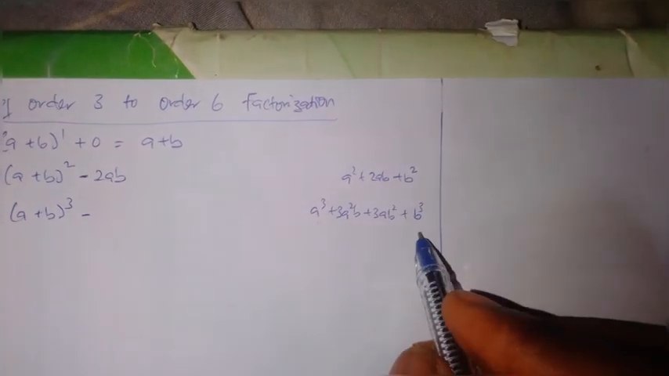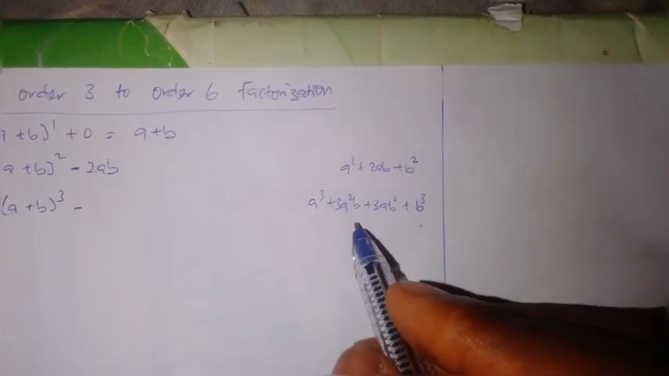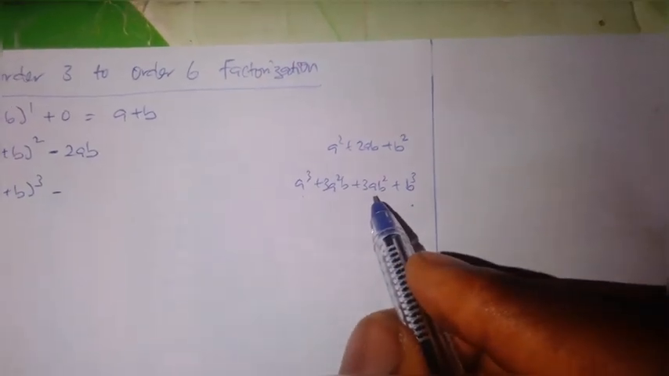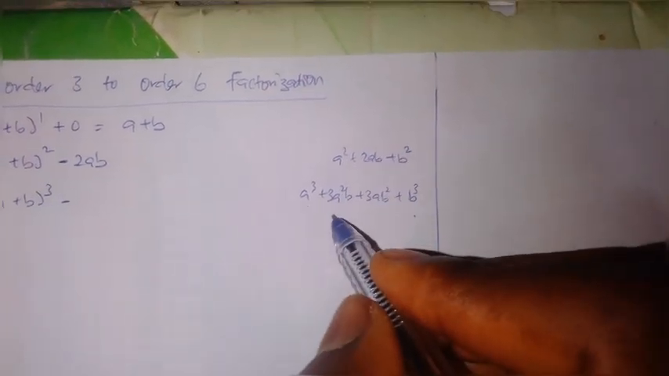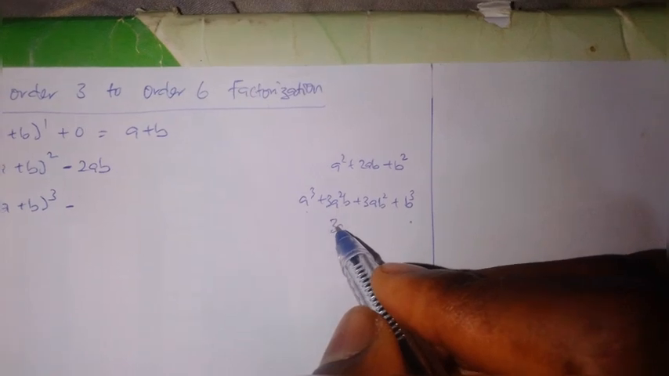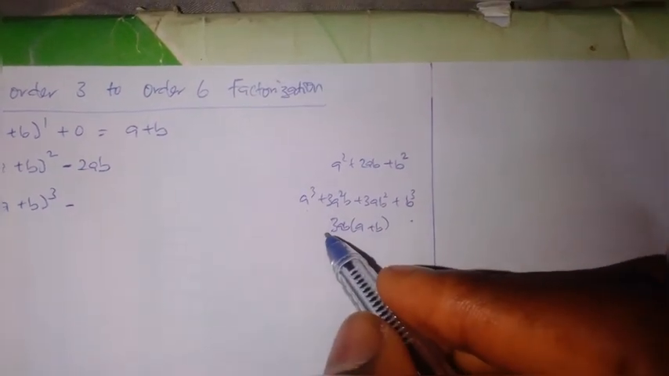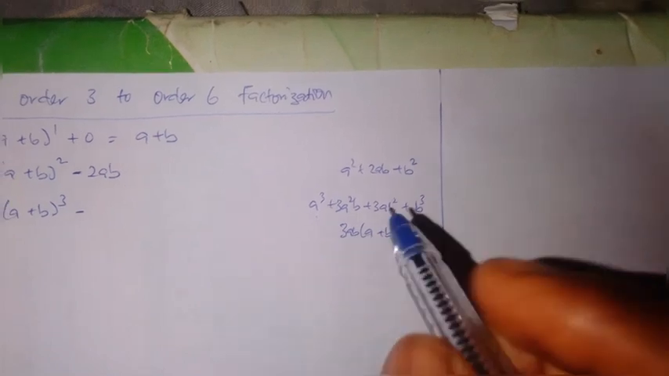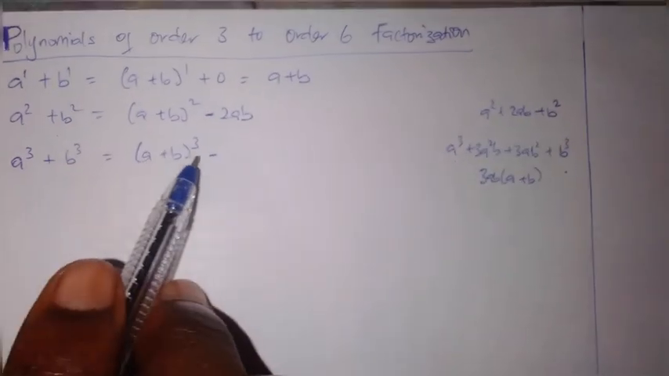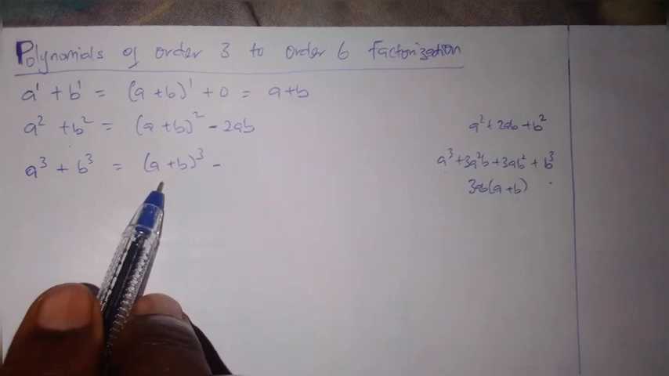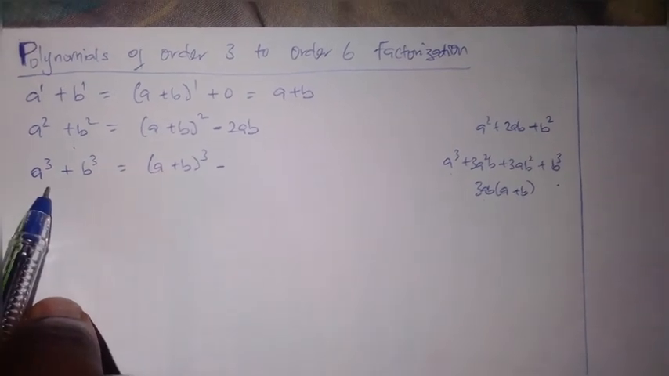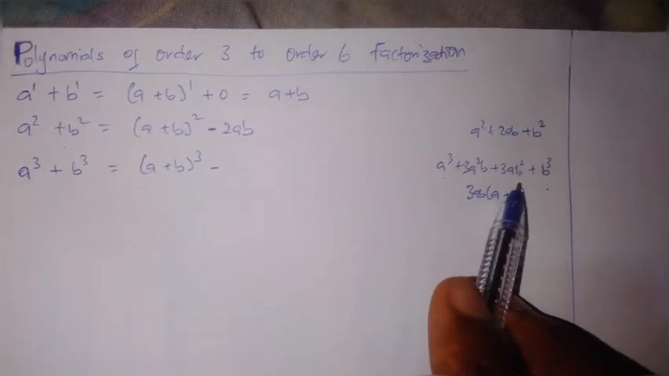Now, this is already on ground, which is only what I want it to be. What remains? 3a squared b plus 3ab squared. What will I do? Factorize it here. It becomes 3ab, which is common. What remains? a plus b. Now from here, I'm going to subtract this from this expansion so that I can have a cube plus b cube only in this expansion.